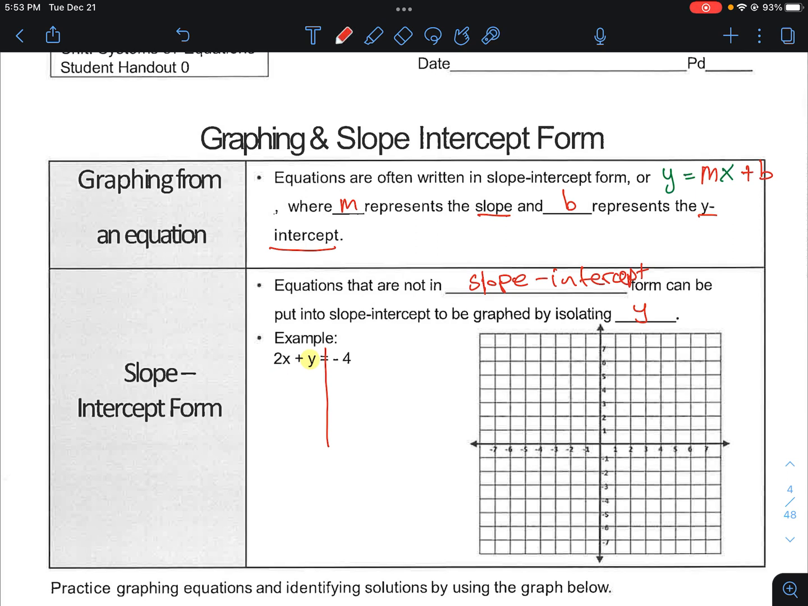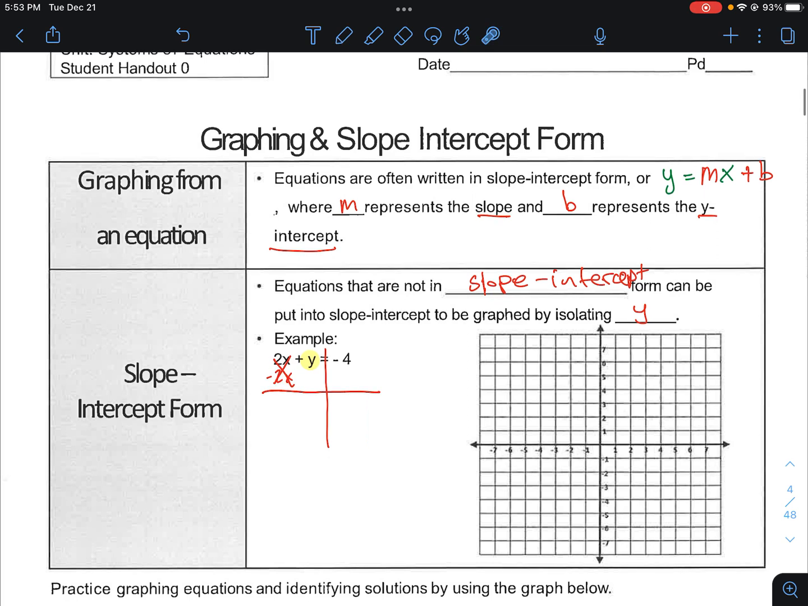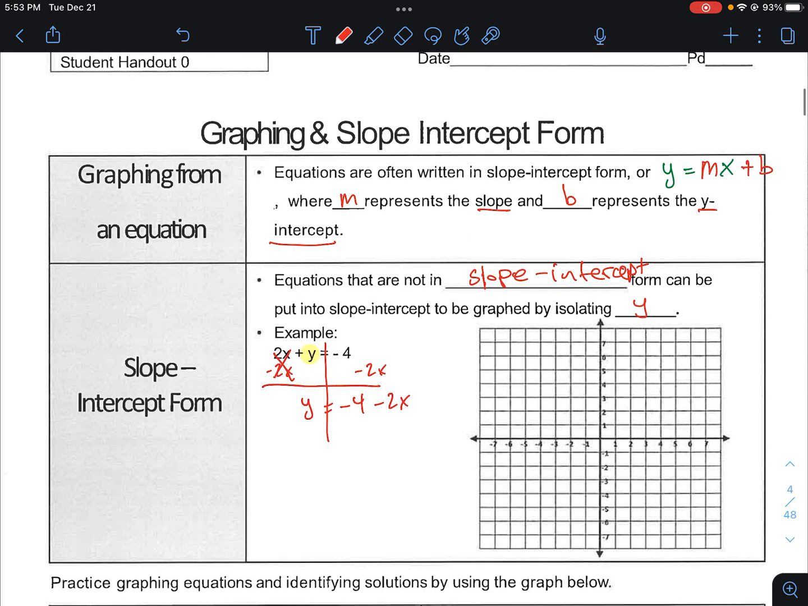How do I get rid of 2x? Subtract it. Minus 2x, because 2x minus 2x is 0. That cancels. If I subtract 2x on this side of the equal sign, I have to subtract 2x from the other side, so minus 2x. And then I end up with y equals negative 4 minus 2x, or you can also write it as y equals negative 2x minus 4. They both mean the same thing.